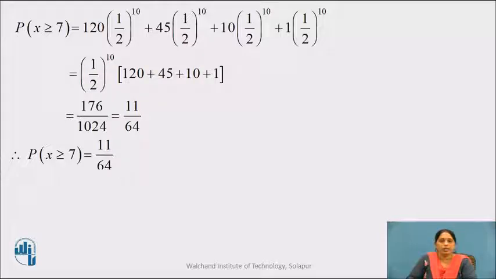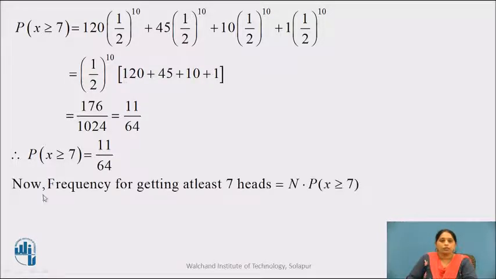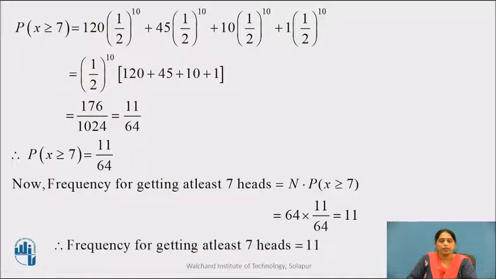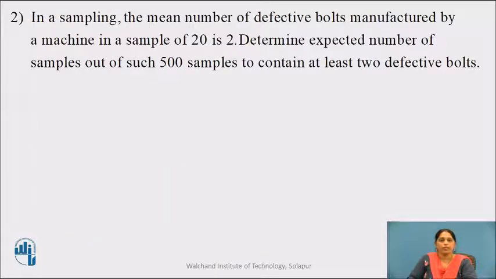But here in this example, we have to find out the frequency. Therefore, the frequency for getting at least 7 heads is equal to capital N into probability of x greater than or equal to 7. The value of capital N is 64. So 64 into 11 upon 64 gives us 11, as 64 gets cancelled from numerator and denominator. Therefore, the frequency for getting at least 7 heads is 11. Now let us go for the second example.